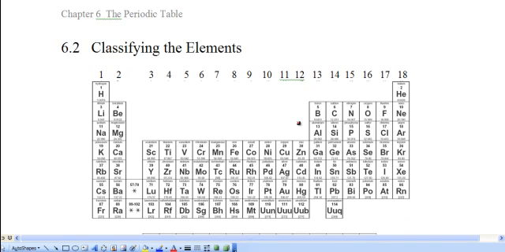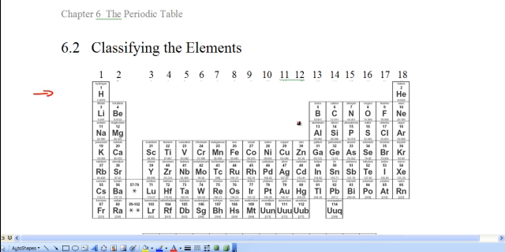Welcome to 6.2, where we're going to be talking about classifying the elements. In 6.1, we dealt with introducing you to the idea of the periodic table, its historical development, and what it is. And again, it's a table of repeating properties. Every time you start a new row, which is, of course, when you're going from left to right across the periodic table, each new row or new period starts the properties over.